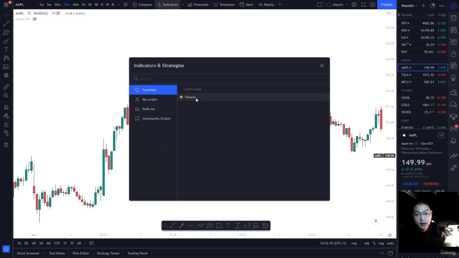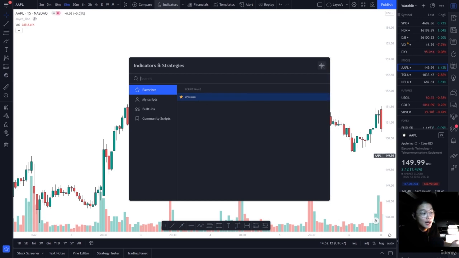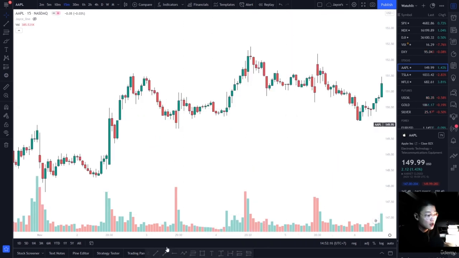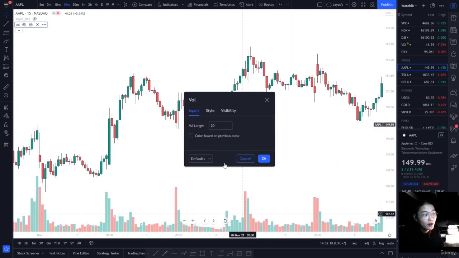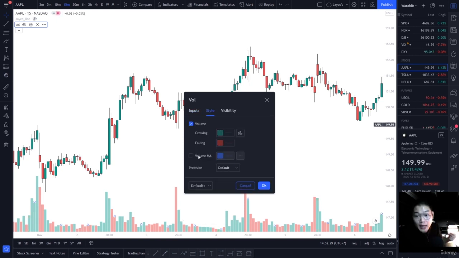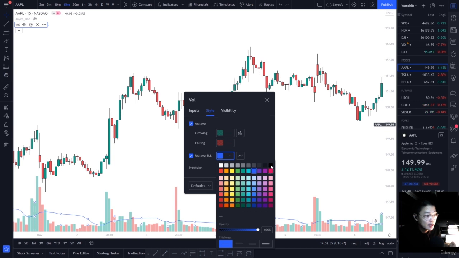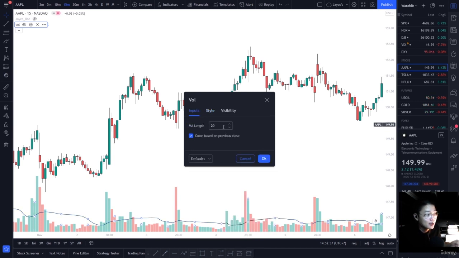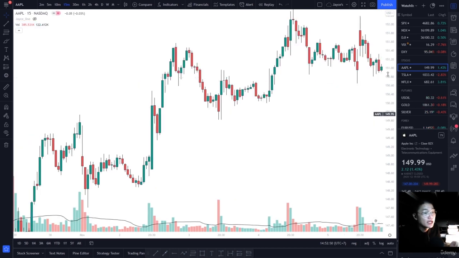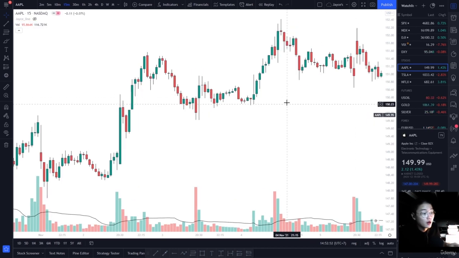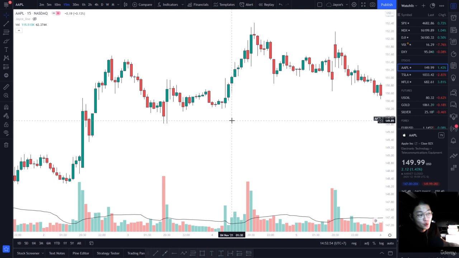You can have this volume like this and double click. At that time, you can see the volume appear on the chart. Double click on the volume to set up the moving average. Click on the volume MA, which means moving average, and set the color like black or another color you like, and the period to calculate the average volume if you want. And here it is. Now we have the volume and the price chart on TradingView.